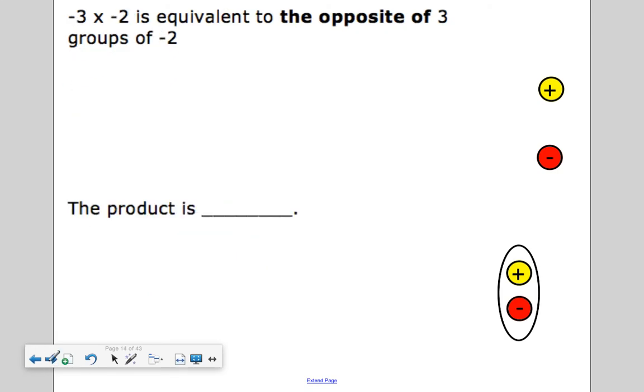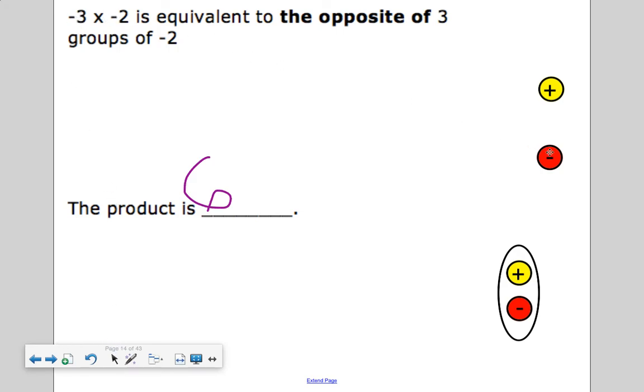And last but not least, what about negative 3 times negative 2? It's saying do the opposite of what's 3 times negative 2. 3 times negative 2, or 3 groups of negative 2, is negative 6. Opposite is 6.